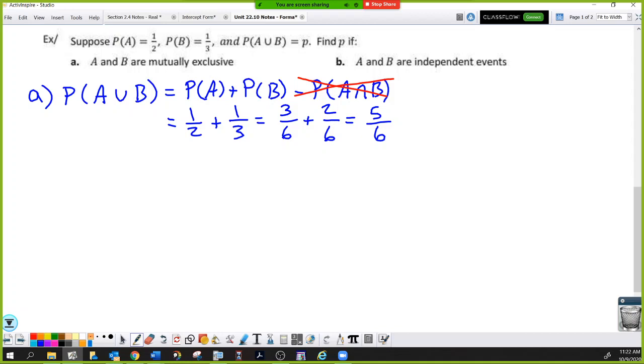That one's pretty easy, right? We like mutually exclusive. Makes life easy. Part B says A and B are independent events. Remember, mutually exclusive and independent are two completely different ideas.